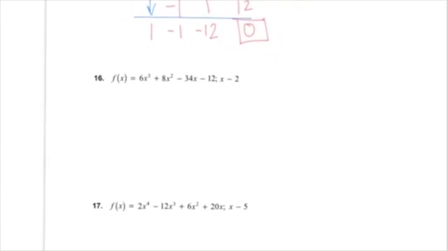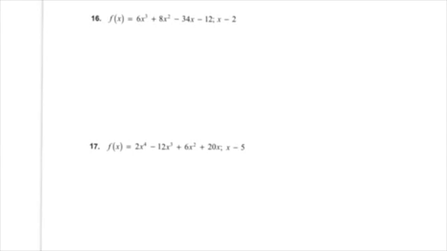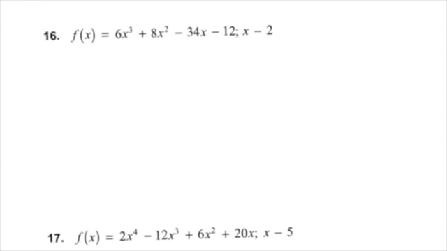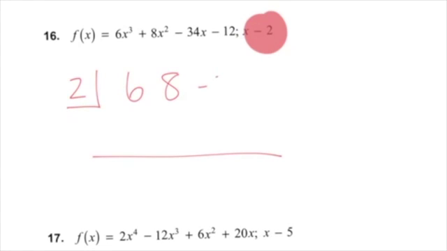You can do the same thing for 16, the same thing for 17. Just plug in whatever this is. Remember that it is the opposite of that. So you'd put a 2 there. And then fill in all this. Just make sure you don't skip any terms. So 6, 8, -34, -12.